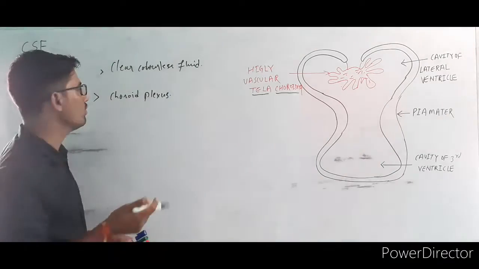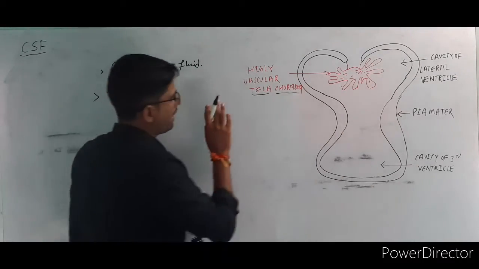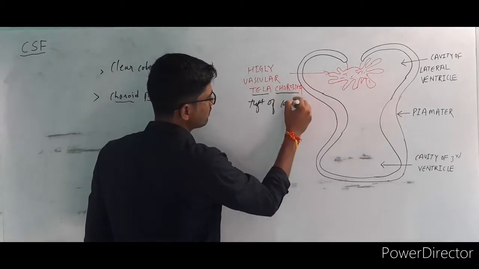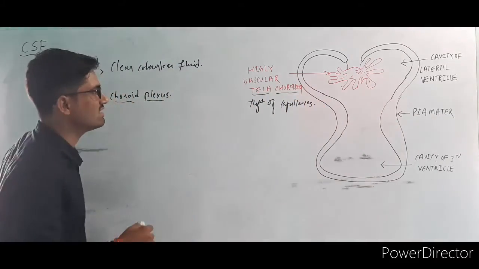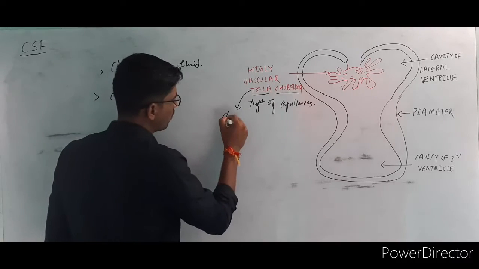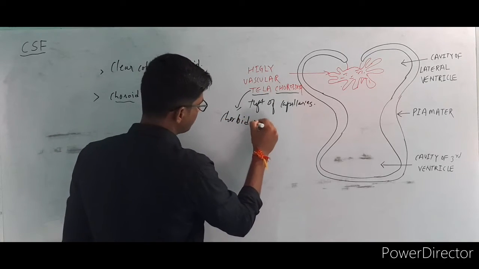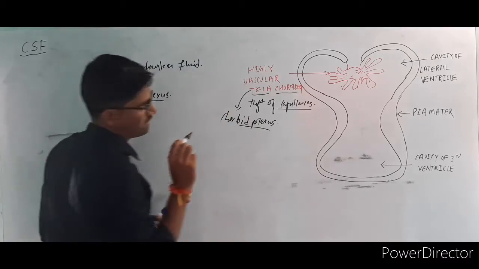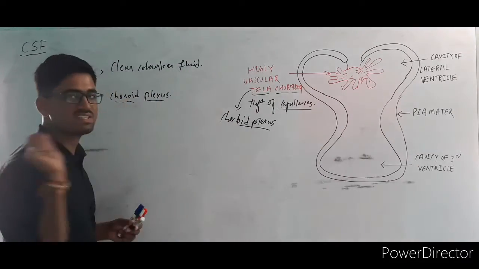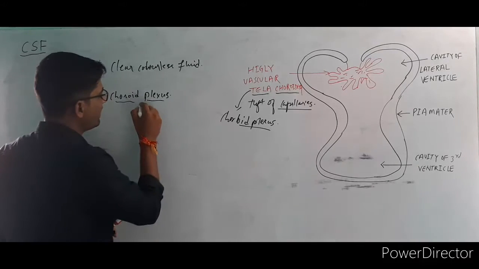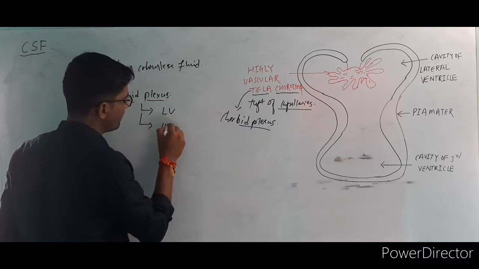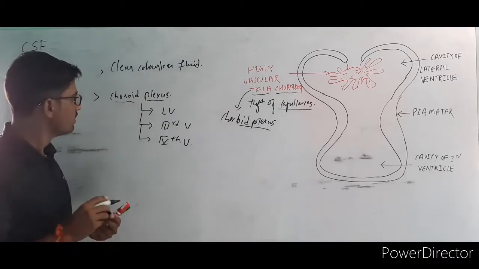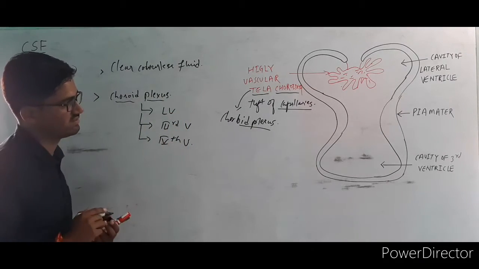Choroid plexus. You may have a doubt, what is this choroid plexus? This tela choroidea is a tuft of capillaries. In turn, it gives the choroid plexus. So it is a part of this tela choroidea and formed by capillaries. And where is this choroid plexus present? It is present in the lateral ventricles, third ventricle and fourth ventricle, right? So in the lateral ventricle, third ventricle, and in the fourth ventricle.